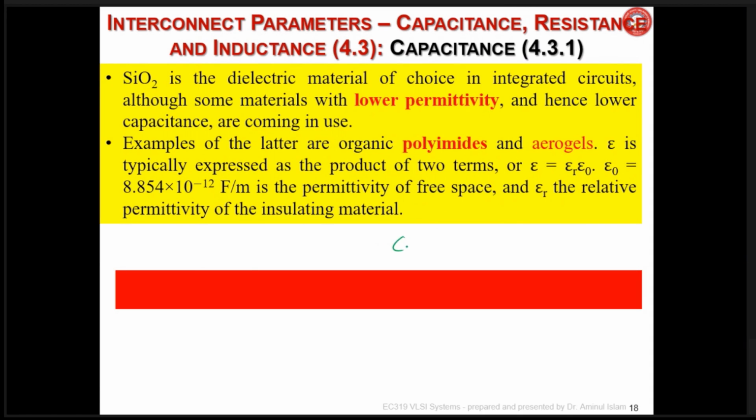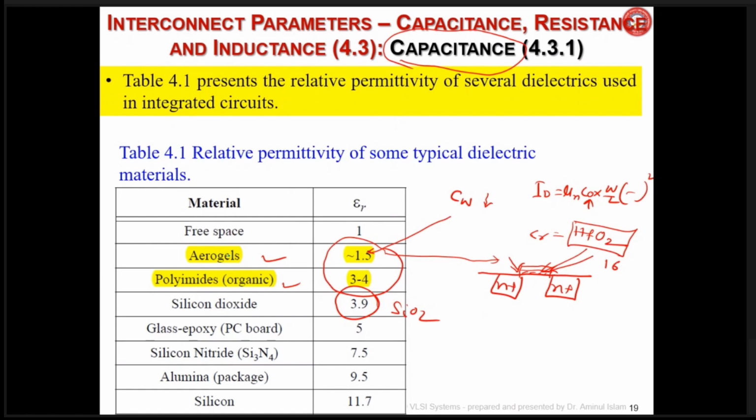capacitance, C_W. SiO2 is the dielectric material of choice in integrated circuits, although some materials with lower permittivity and hence lower capacitance are coming into use. And that is what I have shown, that material. Examples of the latter are organic polyamides and aerogels. Aerogel is very good because its epsilon is very low. And there will be a table to discuss that.